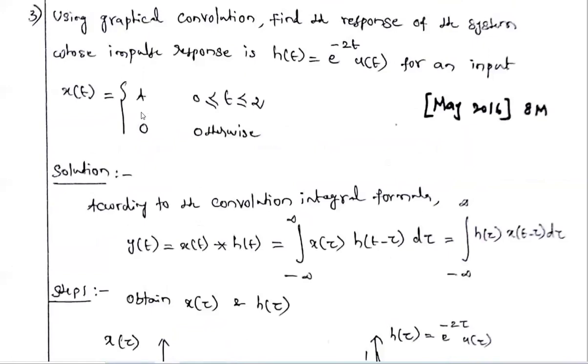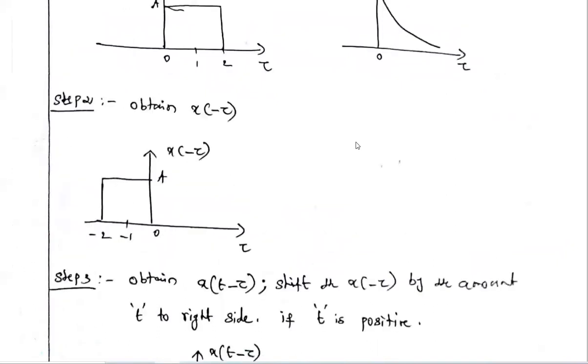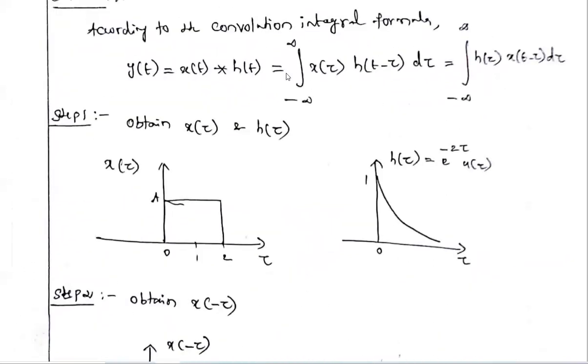Here the x(t) signal is a rectangular pulse signal, a standard one, with x(t) equal to A for the duration 0 to 2, having constant amplitude for that duration. But h(t) is an exponentially decaying signal. So we may use either formula, but now we are going to use the second formula method.